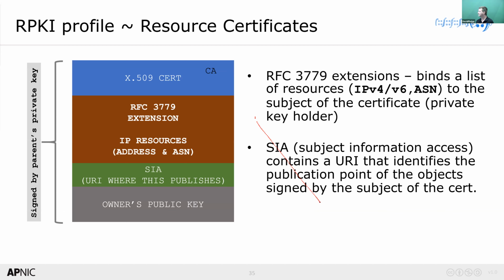But how do we do that? Within the PKI structures, RFC 3779 allows us to bind a list of resources, so those V4 and V6 resources and the ASNs. We also have the subject information access, which contains the URI that identifies the publication point of the objects. So we're making sure that where things are coming from are also valid.